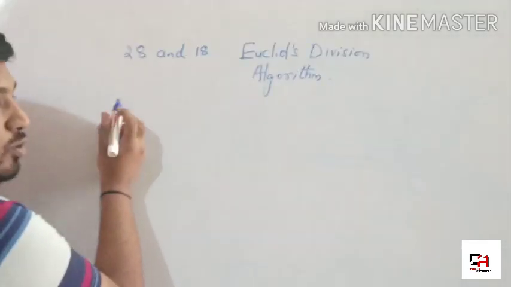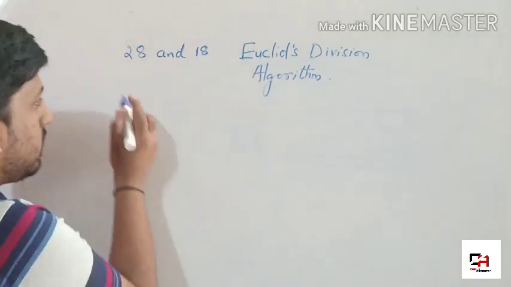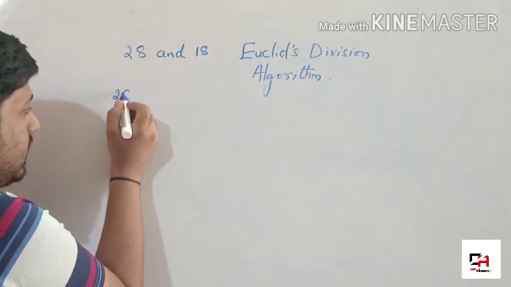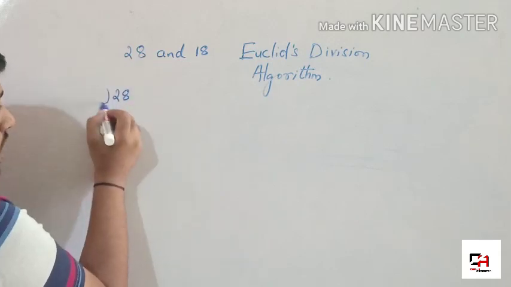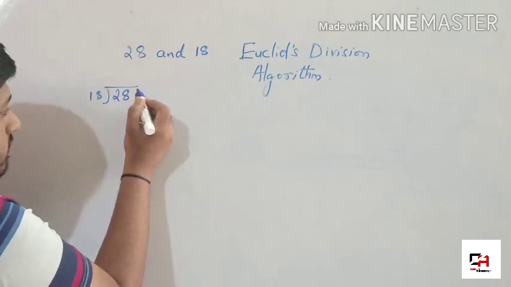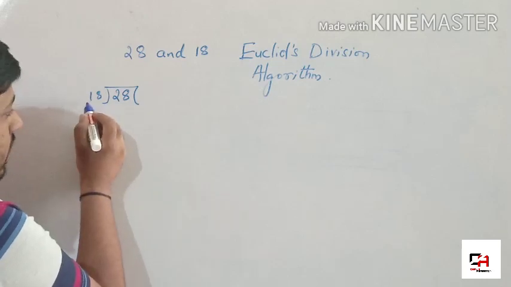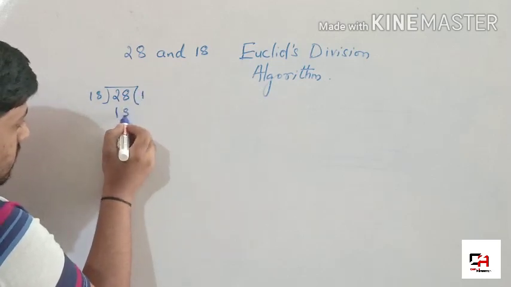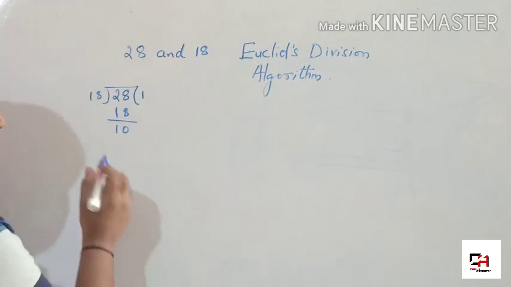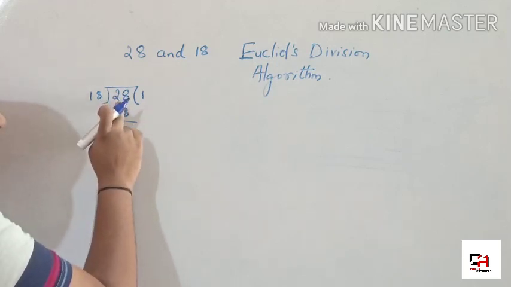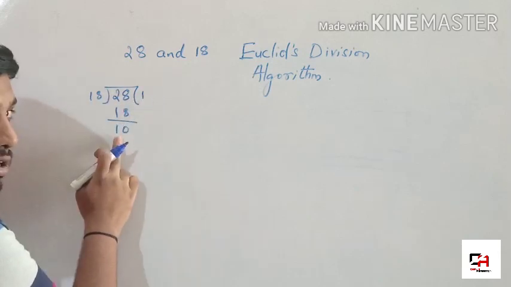So what we are going to do is divide using the common division. Here I am going to take 28 as the dividend, because this is the greater number, and 18 as the divisor. 18 ones are 18. Again I will be getting 10 here, isn't it? So this is the actual division. This is the dividend, the divisor, quotient and the remainder.